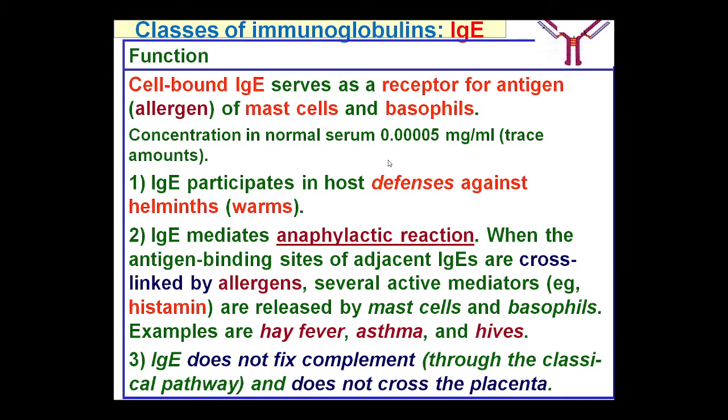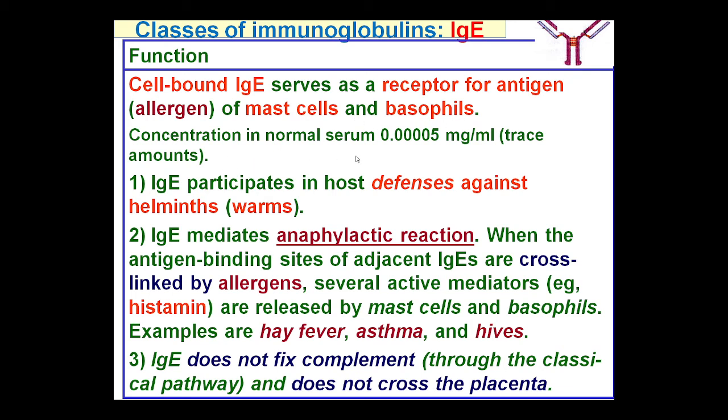Functions. Cell-bound immunoglobulin E. Cell-bound means immunoglobulin, after binding to the Fc receptors of the basophils, eosinophils, and the mast cells. Cell-bound immunoglobulin E serves as the receptor for antigen or allergen of mast cells, basophils, and eosinophils.